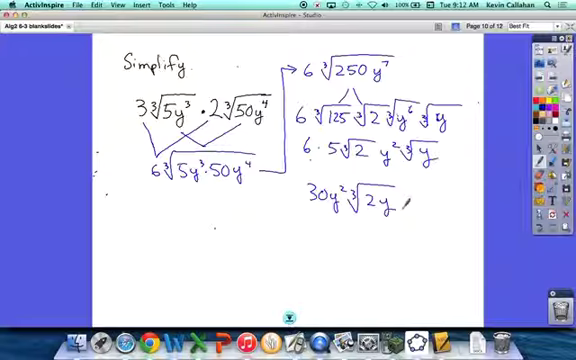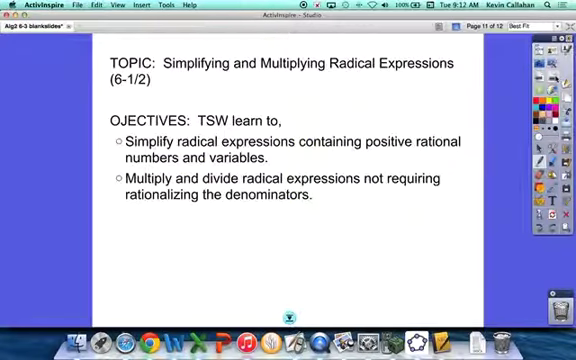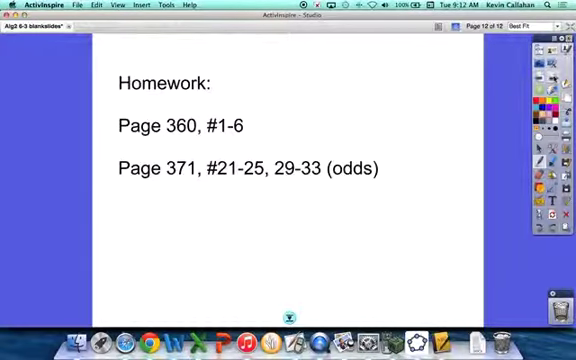Okay, that is the lesson. So today we simplified and we multiplied. We're going to save the divide part until next time. And the homework, we're going to go back and do some more of those properties of exponents, 6 from that page. And then these are simplify and multiply and simplify. 3 problems, 3 problems.